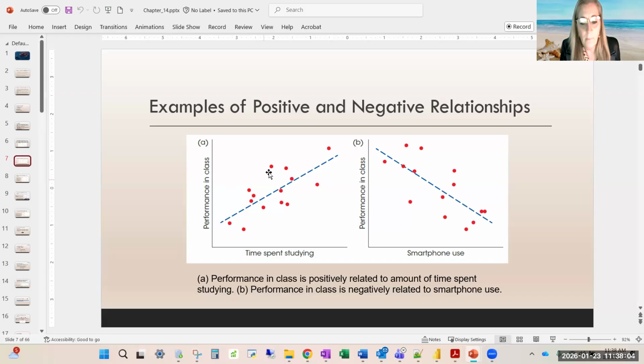So when we're talking about a positive relationship, we're talking about two variables that are both increasing. They're both going in the same direction, actually, because both variables could be decreasing as well. And when we're talking about a negative relationship, we're talking about both variables going in different directions. One is increasing and the other is decreasing.